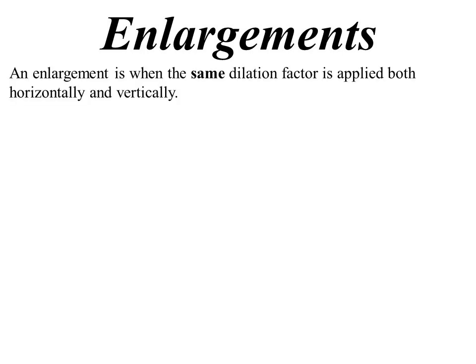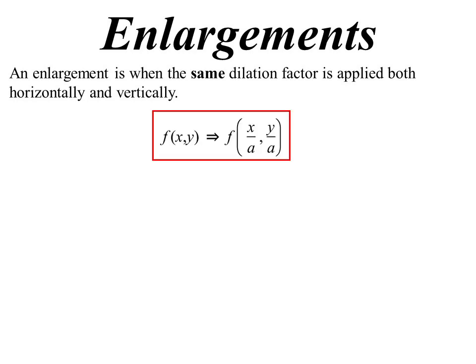Enlargements. How do we enlarge a graph? Well, that's when you apply the same dilation, both horizontally and vertically, and have the effect of getting the same shape, but just a bigger size, or a smaller size, depending on what the dilation factor is. So the x and the y values, what I'm basically saying here, would change to x on a and y on a. So every point on the curve would change that way.